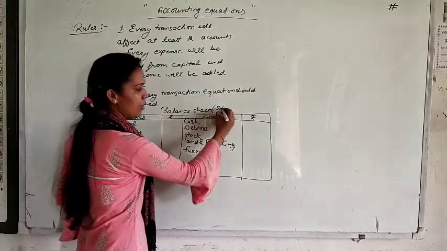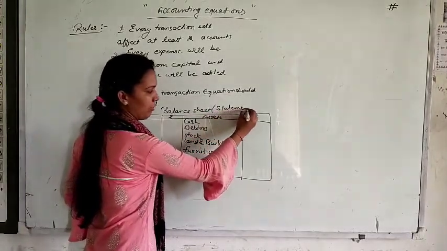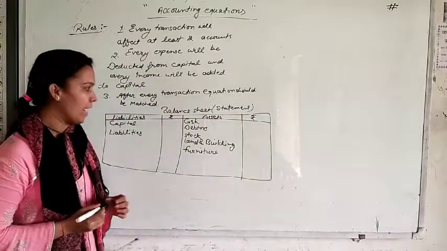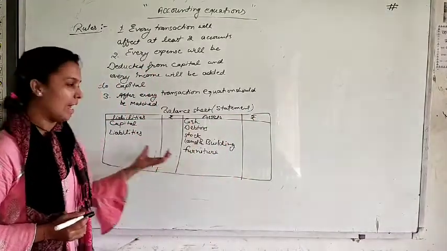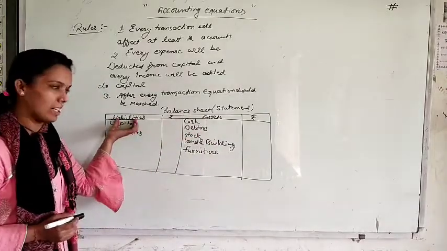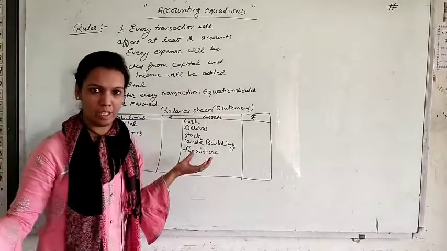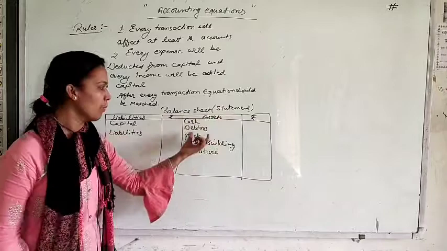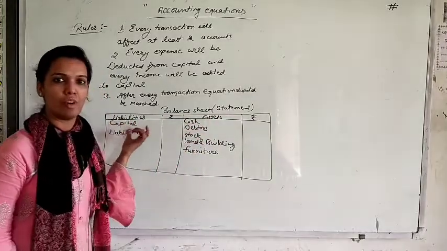It is a kind of statement. Balance sheet is a statement that will show assets and liabilities of a business. Assets, liabilities, all these terms we have cleared in our previous videos. So balance sheet is a statement that will show assets and liabilities of a business.